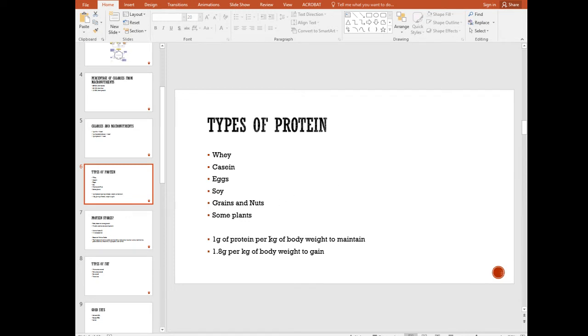So recommendations for how much to take in. The minimum is 1 gram of protein per kilogram of body weight. And that can be a plant-based protein.